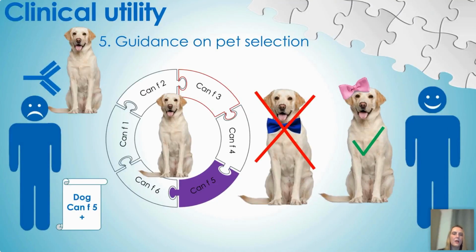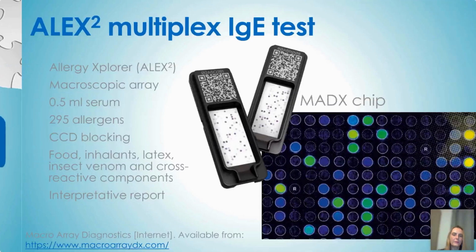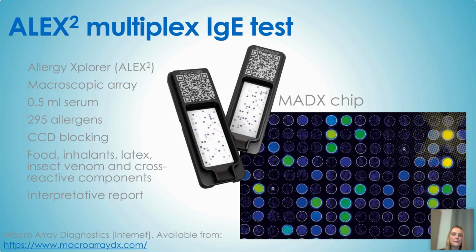So guidance on pet selection. If the Can f 5 is positive, the patient would be able to tolerate a female dog as a pet. So we offer the Allergy Xplorer, the multiplex IgE testing. It's a macroarray. 0.5 mL of serum is needed. It tests 295 allergens, and it's got a CCD blocking in the test available. It includes food, inhalants, latex, insect venom, and cross-reactive components. And there is a very nice interpretive report as well.